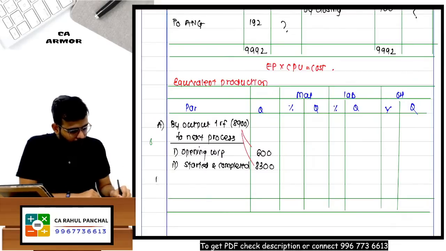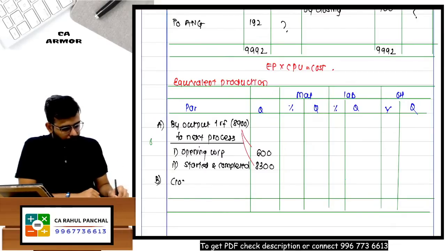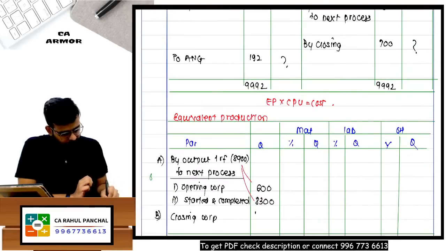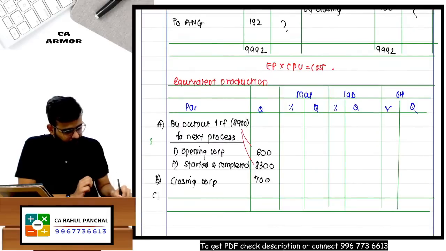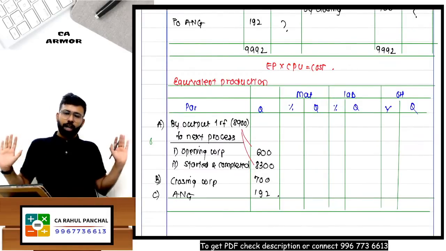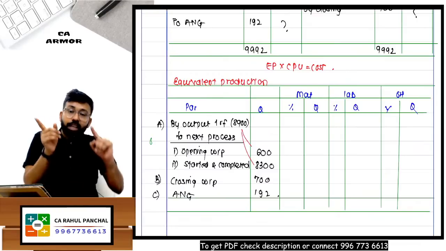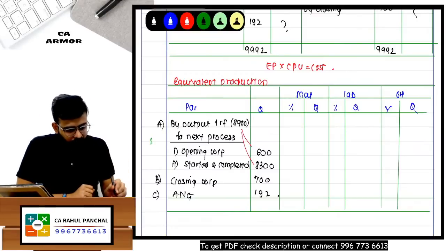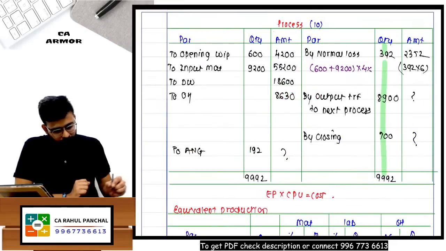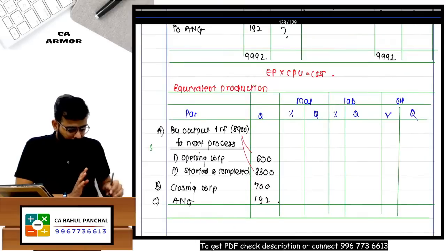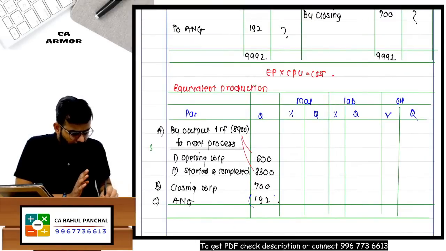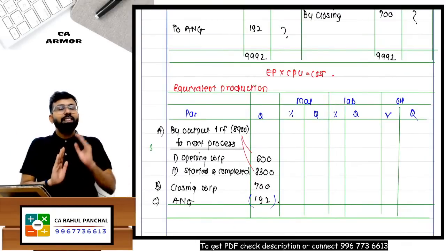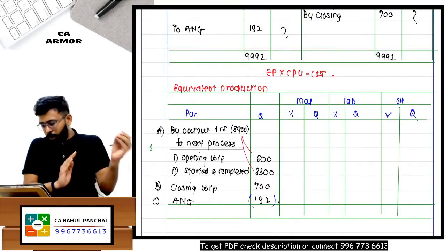Okay. Then I need to get the value of the second part, which is closing WIP. If I just talk about this, it is 700. Okay. And then there is C, which is abnormal gain, which is written, which is 192. Because abnormal gain is there, it is on the opposite side. You can check this. This gain is appearing on the opposite side, so it should be subtracted mathematically. The logic is explained in much detail, but mathematically you should understand it is on the opposite side. So when you make a statement, you need to subtract.